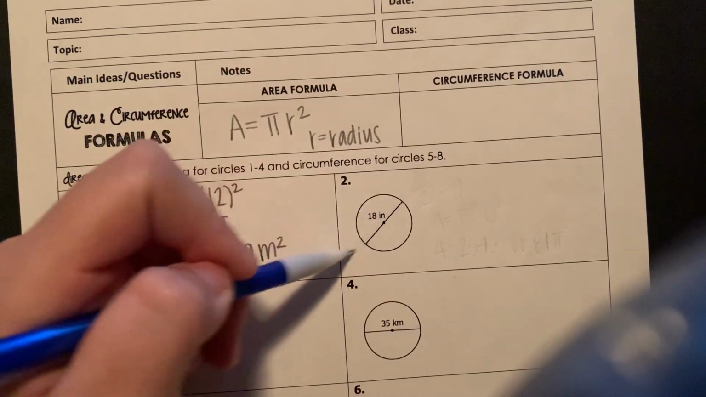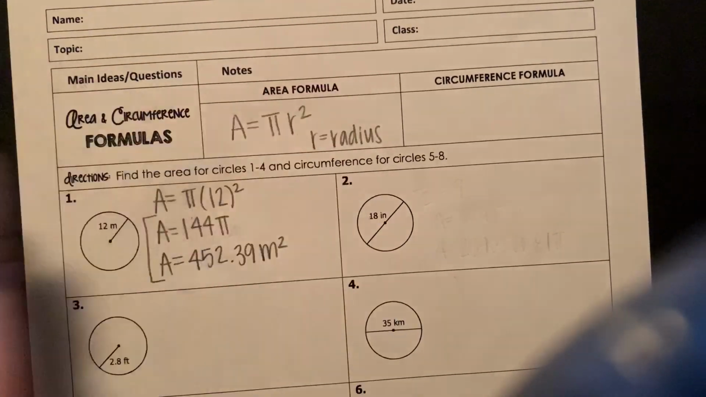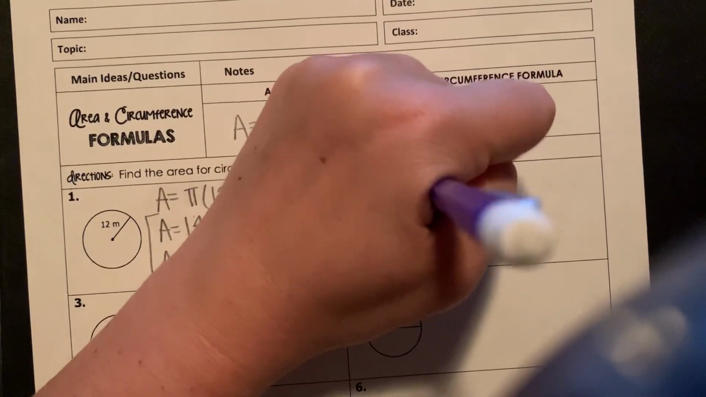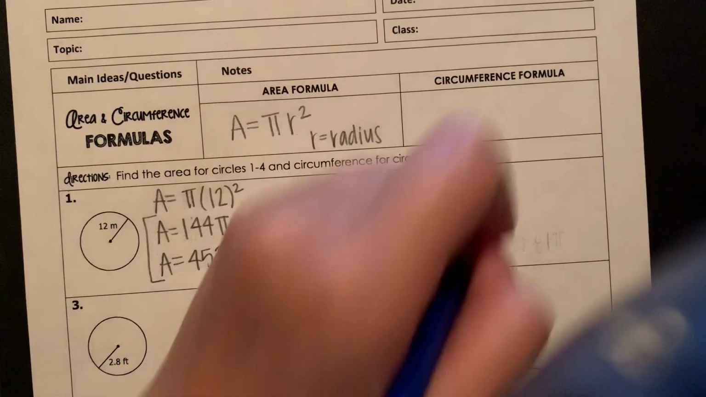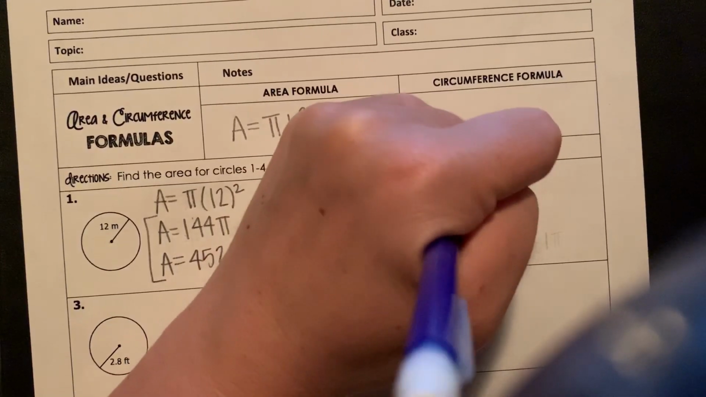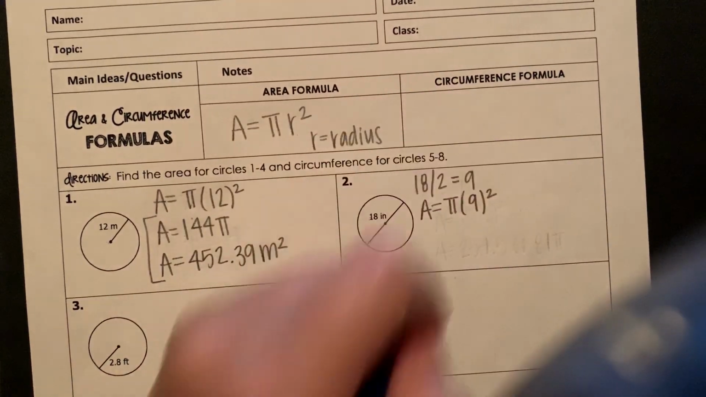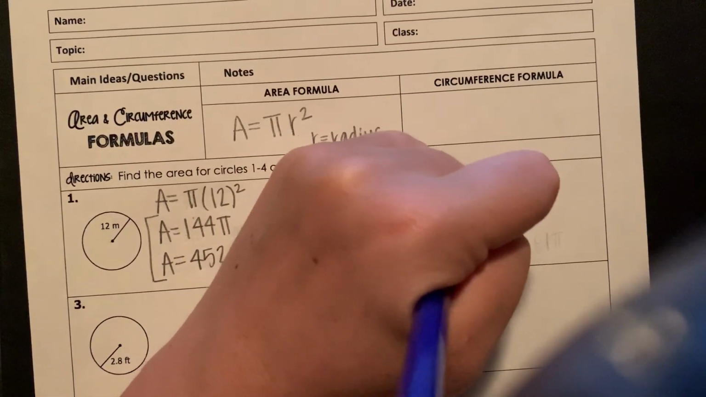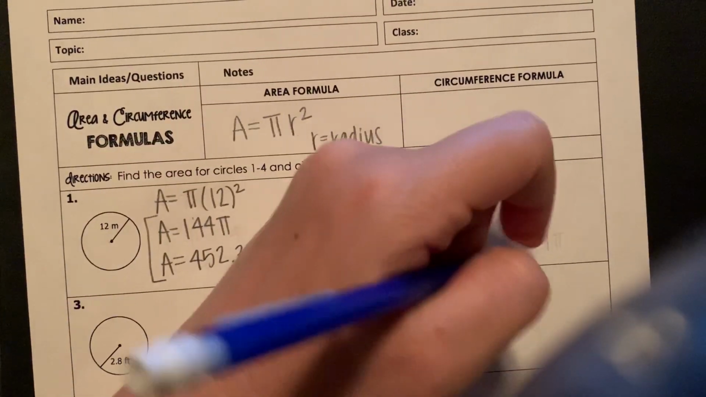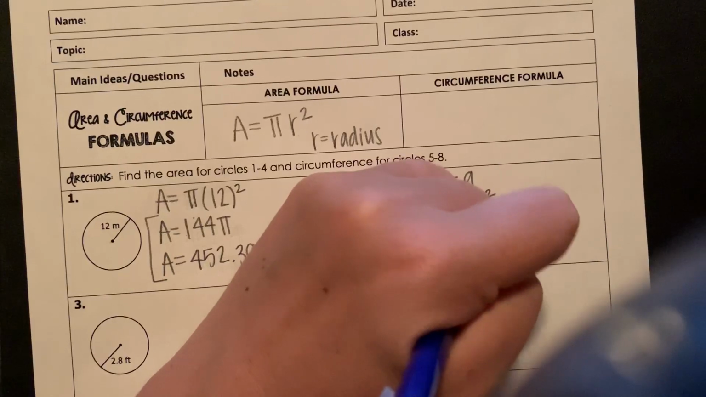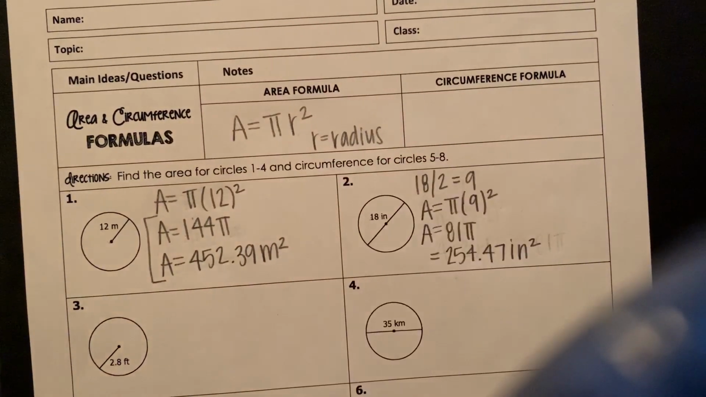So on number 2, I'm given the diameter of 18 inches, and to find my radius, I need to take 18 and divide that by 2, and I get 9 for my radius. So now I'll just plug that into my area formula. And I end up getting 81 pi, which is going to come out to 254.47 inches squared.